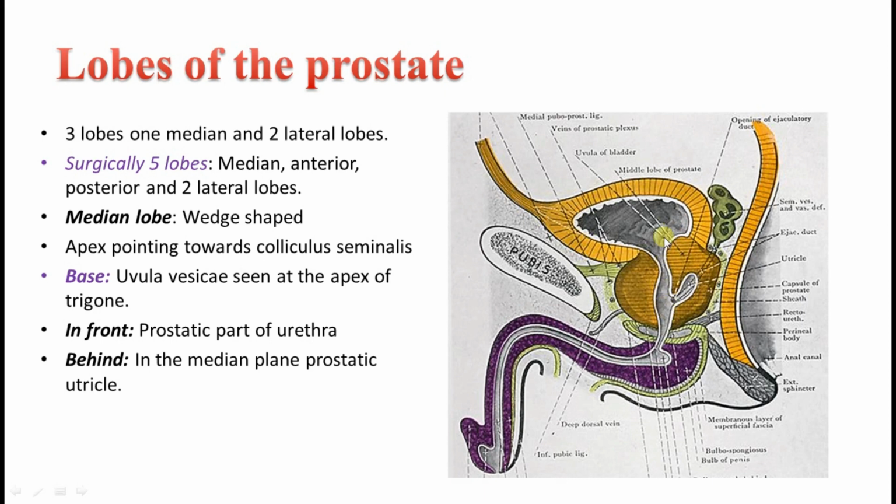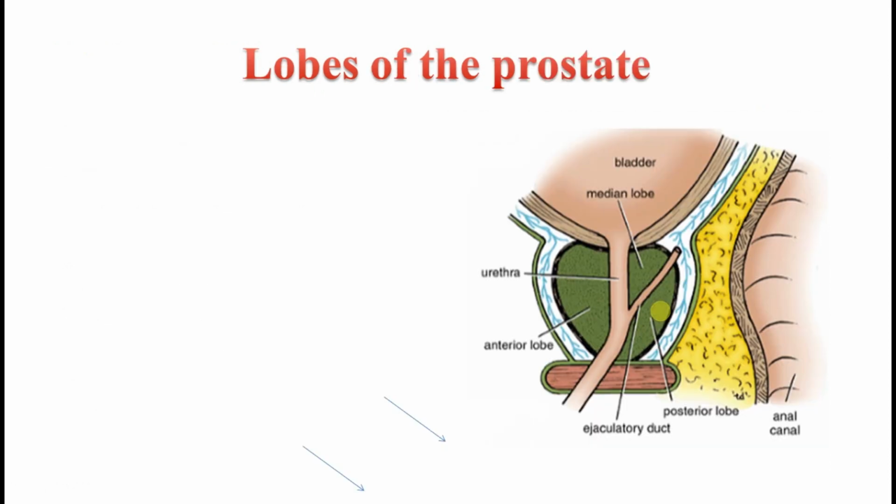So that is the boundaries of the median lobe of the prostate. Ejaculatory duct on either side, in the midline the prostatic utricle, and in the middle anteriorly and to the front is the prostatic part of urethra.